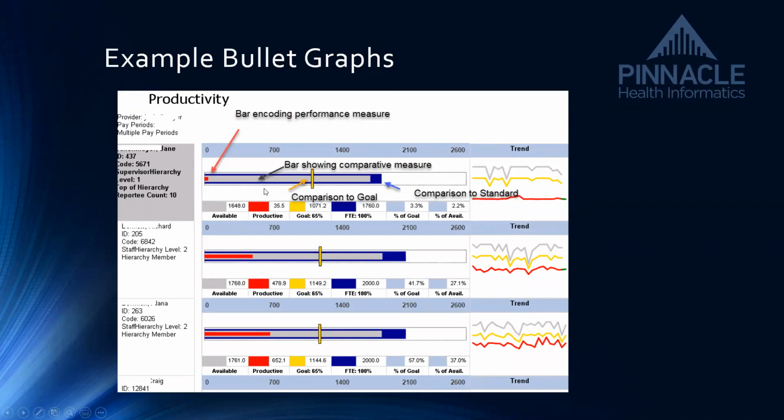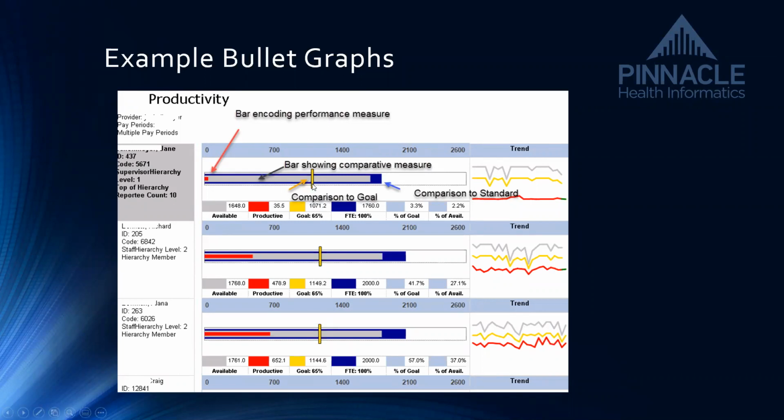We have a bar. We want to compare things. We have a bar showing a comparative measure, and that's the time available. So the gray represents time at work. Okay, so time they're punched in at work on the time clock.